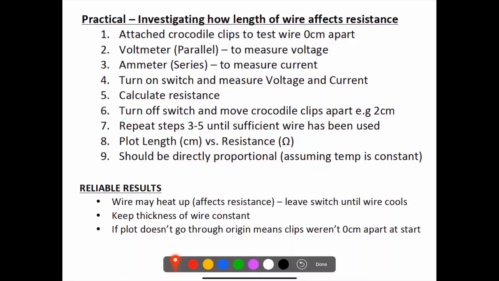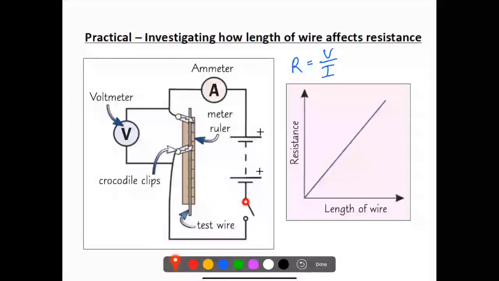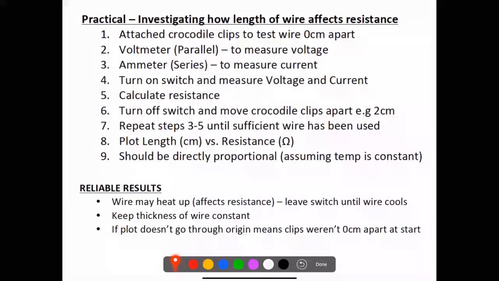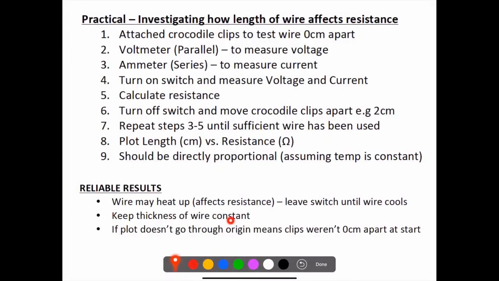Now, if they ask you how could you make sure your results are reliable, mention these points, because over time the wire may heat up, and we know temperature can also affect resistance. Leave the switch off until wire cools. So basically, between your readings, when this is on, sometimes the wire could heat up, and that could mess up your results. So between your readings, you would leave this off, let everything cool down, and then start again. Also, keep the thickness of the wire constant.